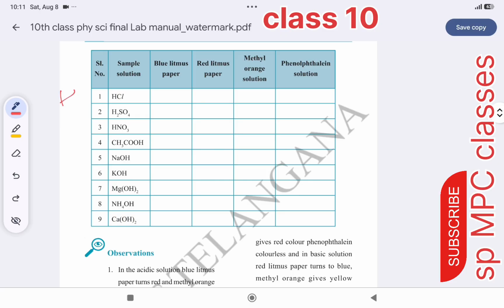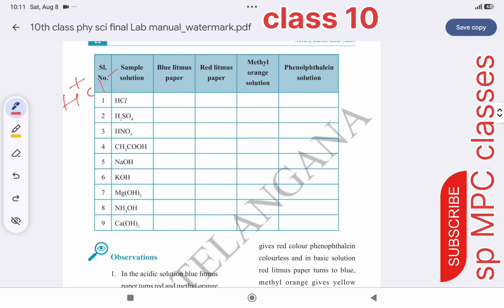In this we have hydrogen H plus, so it is an acid. H2SO4, sulfuric acid, H plus along with SO4 minus 2, it is also an acid. HNO3, H plus NO3 minus, it is also an acid. Acetic acid, CH3COO minus H plus, here we have H plus, it is also an acid. So we can say all the compounds which have H plus ions, hydrogen ions, are known as acids.